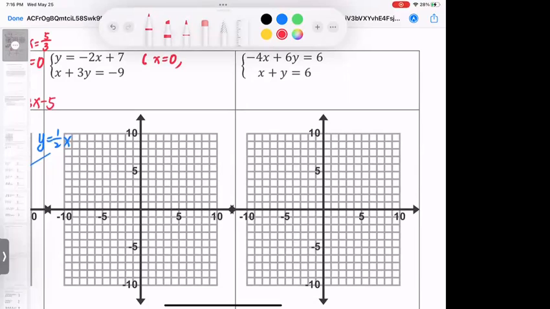And Asa, can you tell me for the first function, when x is equal to 0, what about y? When x is 0, -2 times 0 is 0, right? 0 adding 7 will be 7. So when x is equal to 0, y is equal to 7, right?